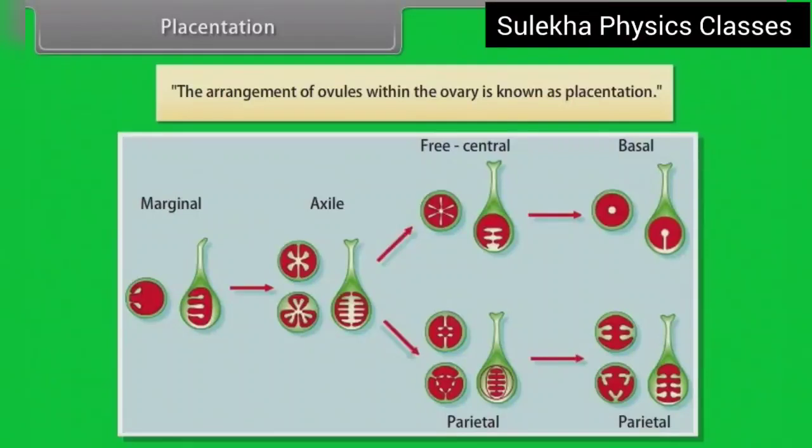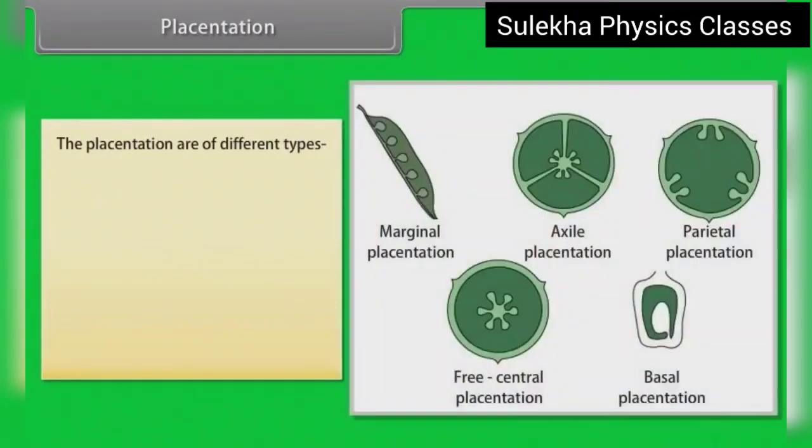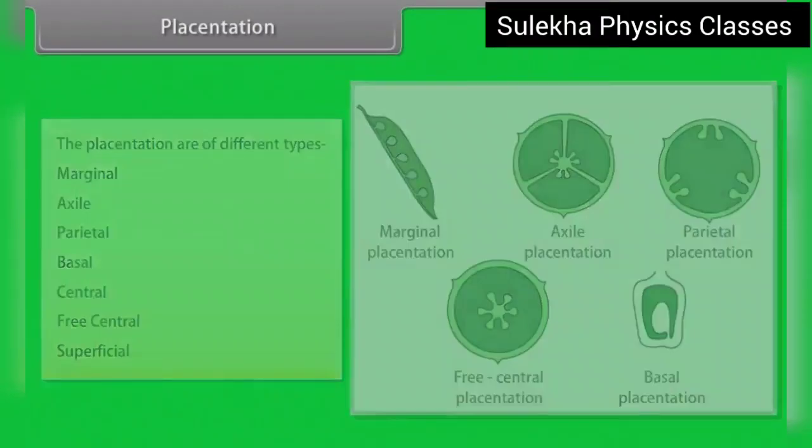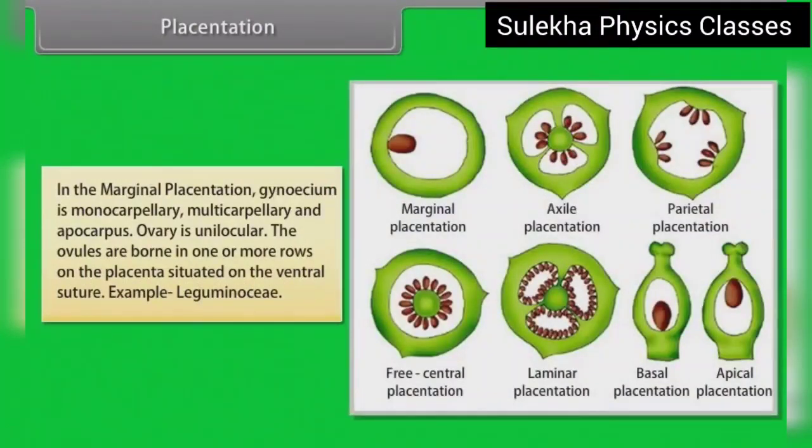Placentation. The arrangement of ovules within the ovary is known as placentation. The placentation is of different types: marginal, axile, parietal, basal, free central, superficial. In the marginal placentation, gynoecium is monocarpellary or multicarpellary and apocarpous. Ovary is unilocular. The ovules are borne in 1 or more rows on the placenta situated on the ventral suture.